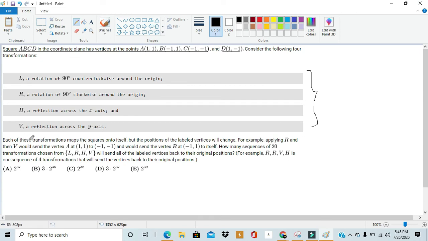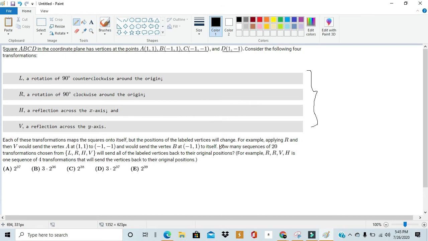Each of these transformations maps the square onto itself, but the positions of the labeled vertices will change. For example, applying R and then V would send vertex A at (1, 1) to (-1, -1), and it would send vertex B at (-1, 1) to itself.